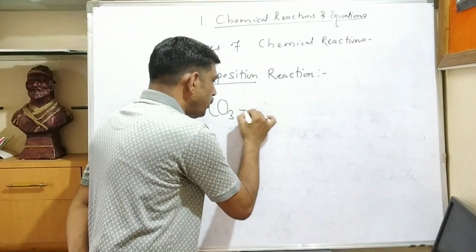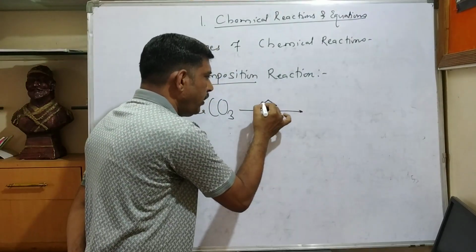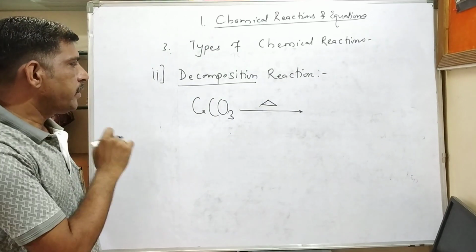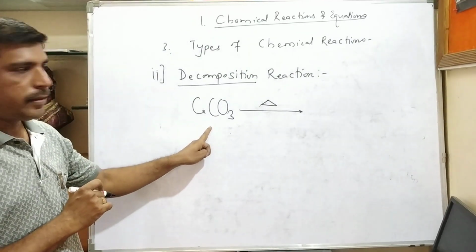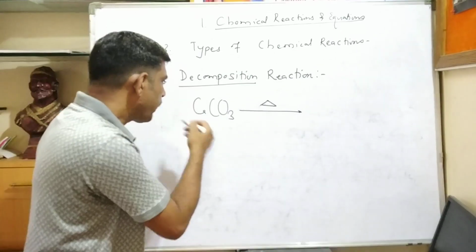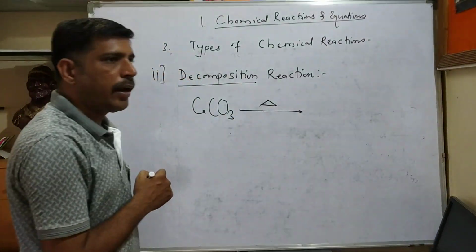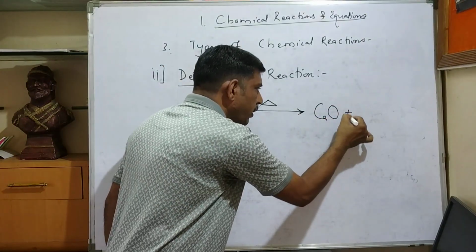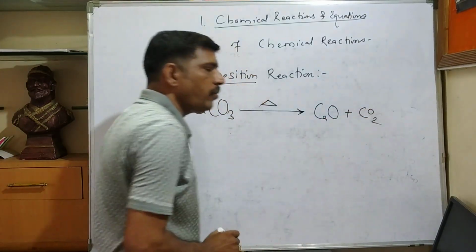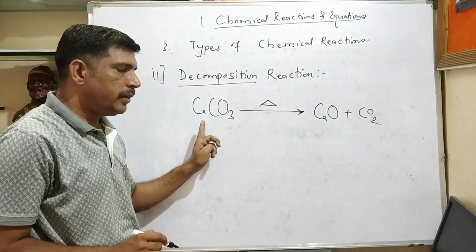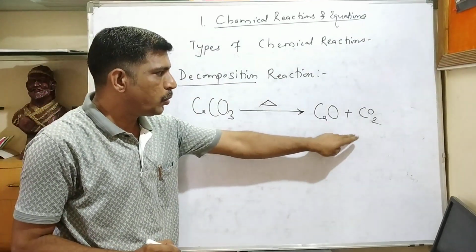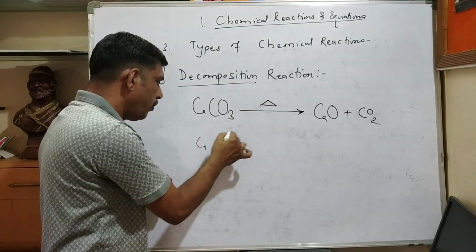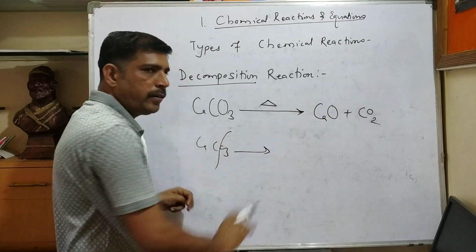The limestone is heated. This triangle indicates heat. So in the presence of heat, this calcium carbonate, a single reactant, when heated at a certain temperature, breaks down into calcium oxide plus carbon dioxide. The reactant is one, the products are two. So this single reactant breaks down: CaCO3 breaks down into calcium oxide and CO2.